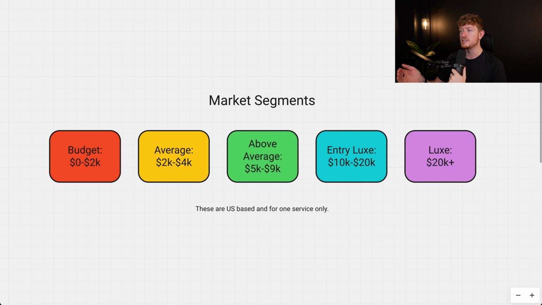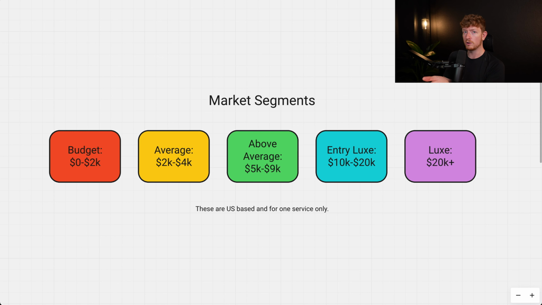The entry lux is between 10 and 20K. Also, destination work a lot of times is entry lux, so keep that in mind too. And then ultra lux, or just lux, everybody has their different opinions on this, is around 20K plus. So that's when you get to the 20K, 30K, 50, 100K per wedding. That's above that market. Most of you watching this are not in that market, and that's okay. Most of you are in the average or the above average, typically from what I've seen. So anyway, these are the market segments.